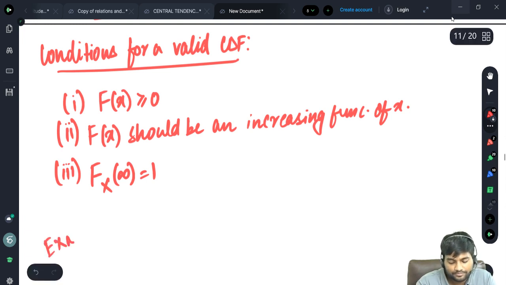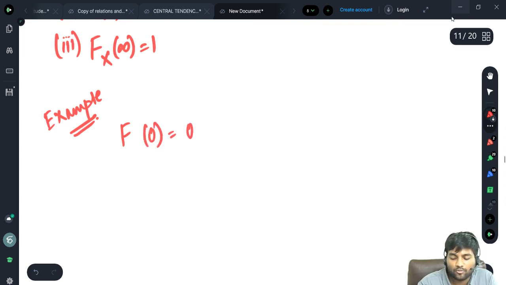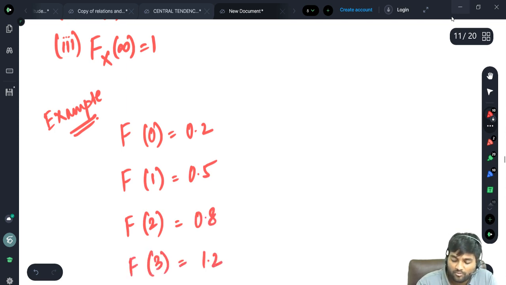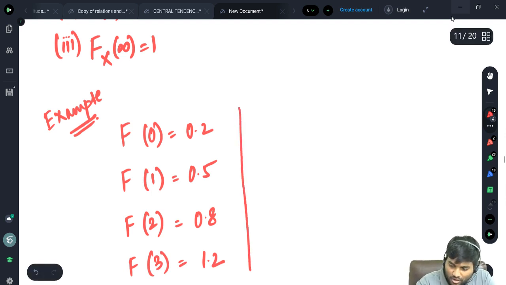Example, so let's suppose it is given like this. F(0) is 0.2, F(1) is 0.5, F(2) is 0.8 and F(3) is 1.2. So is it a valid CDF or not? No, because it has crossed 1. So this is not a valid CDF.